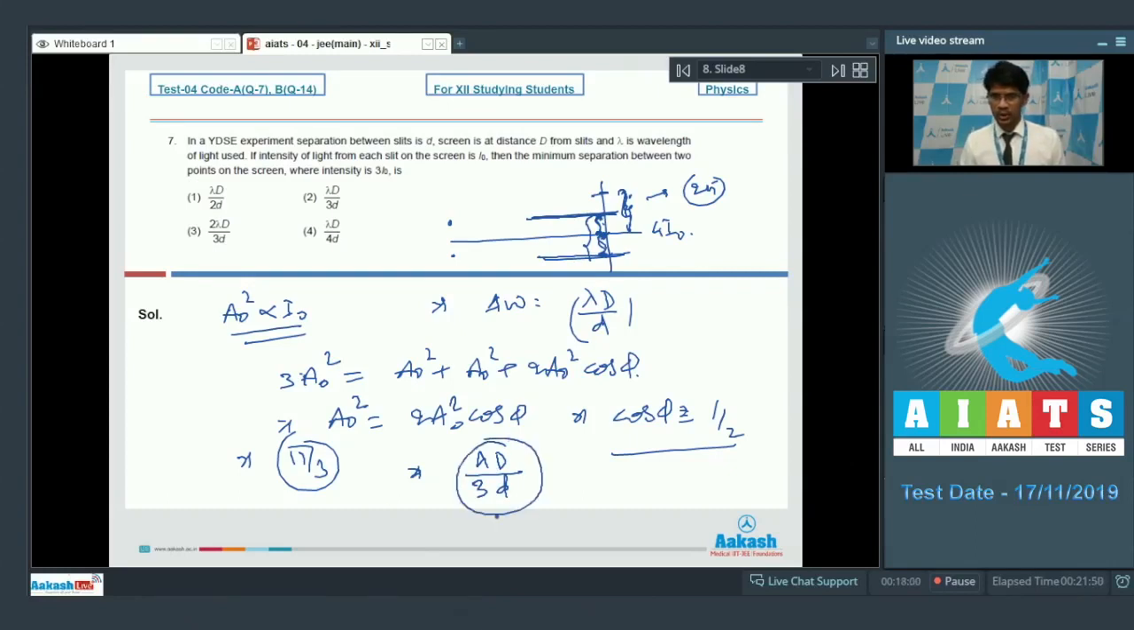I guess you got the logic here, isn't it? For 2 pi of phase difference, we have the distance equal to 1 fringe width. So here we got the answer for the 2 points where the phase difference was 2 pi by 3. So simply the distance between those 2 points will be 1/3 of the fringe width. So for question number 7, option 2 is the correct answer. Now let's proceed to question number 8.